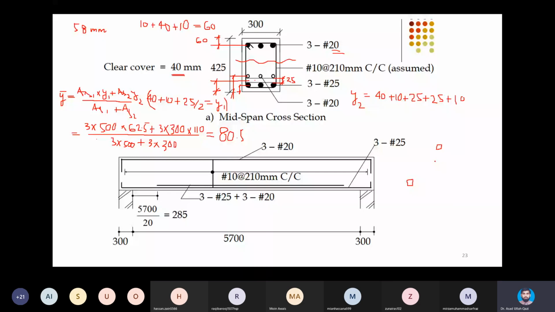Good. The field approach is to be careful in lifting up the cage and don't compromise on cover. Otherwise your bond and your resistance against fire and protection against rusting will be compromised.